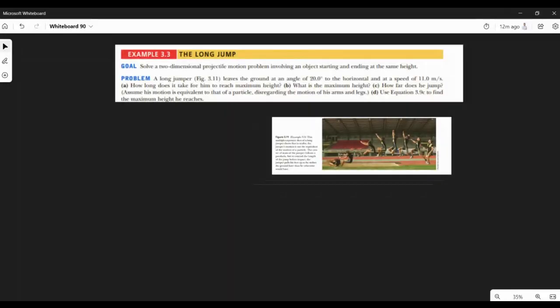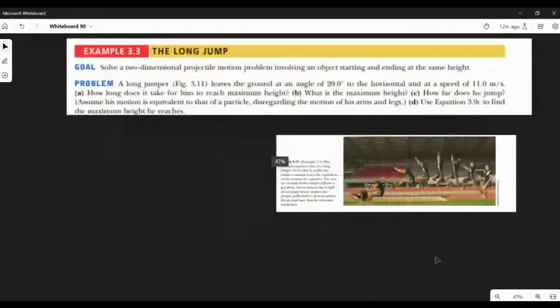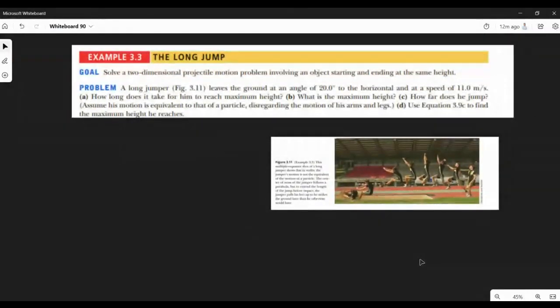I'm assuming that you remember what we did yesterday, so I don't have to essentially recap. What we're going to be looking at today is solving a two-dimensional projectile motion problem involving an object starting and ending at the same height.